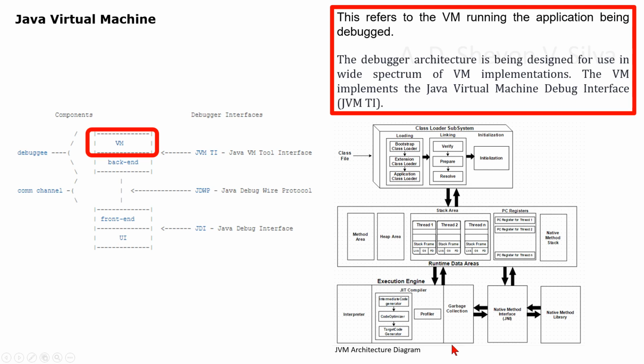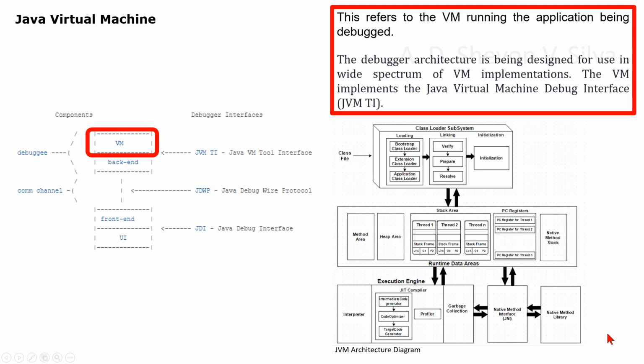Here you can see a JVM architecture diagram. A virtual machine is a software implementation of a physical machine. Java was developed with the concept of WORA, write once, run anywhere, which runs on a VM.